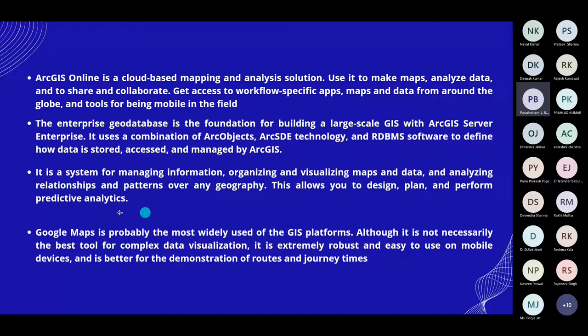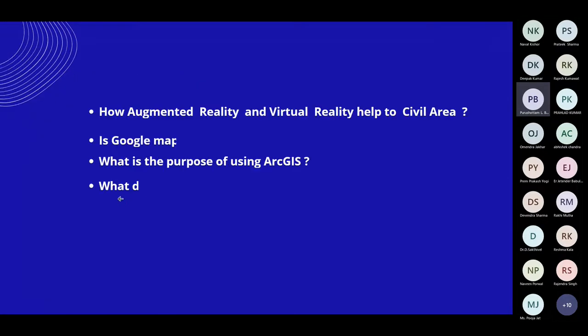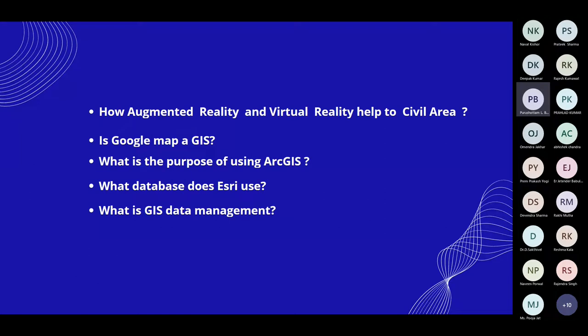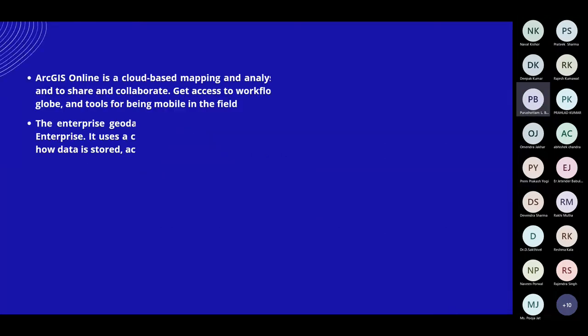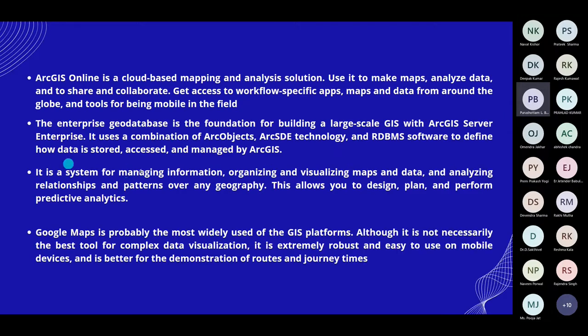And the next is, what is GIS data management? The answer is, it is a system for managing information, organizing and visualizing maps and data, and analyzing relationships and patterns over any geography. This allows us to design, plan, and perform predictive analytics.